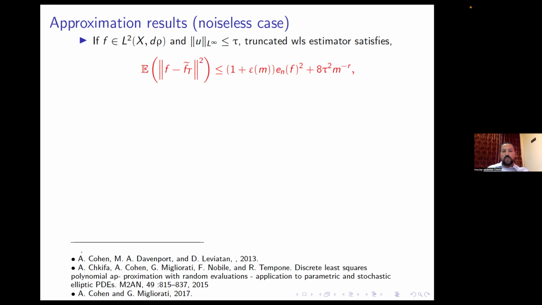Up to well conditioning, we can get a good approximation result here. To keep the slide and the presentation simple, I'm just giving you the noiseless case. In the case of noise, similar convergence rates are obtained, except that you need to balance the errors here with the noise. So the first result is using weighted least square, but truncated weighted least square.